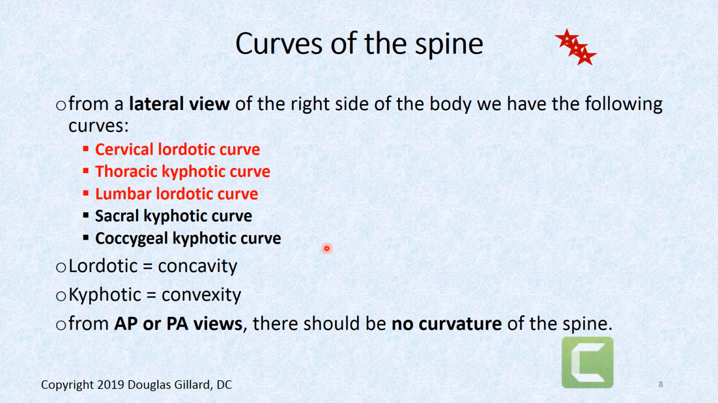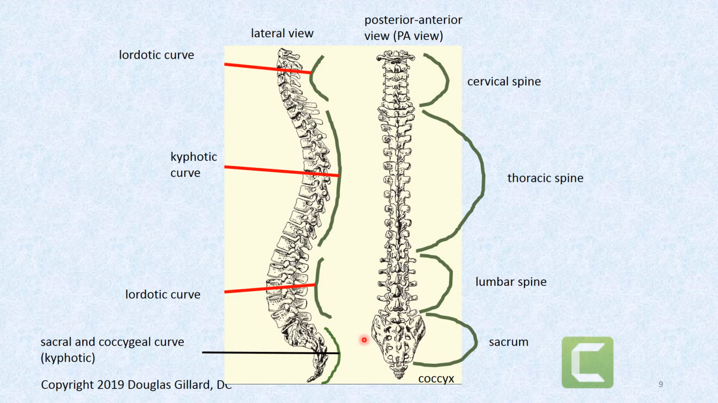All right. From an A to P view, of course, there should be no curves. If there's a curve from the A to P view, you got yourself a scoliosis. Here's an A to P, or this is actually a posterior to anterior view, and the spine is pretty straight there. Here's a lateral view of the spine. You can see there's our nice lordotic curve, very important for normal structural biomechanics. Kyphotic curve is here. Lordotic curve is in the lumbar spine, and there's our sacral and coccygeal kyphotic curve.